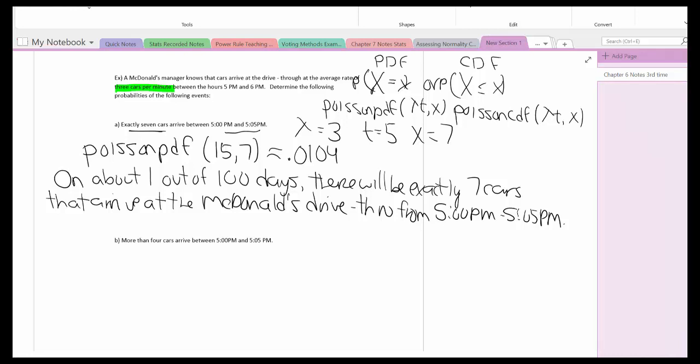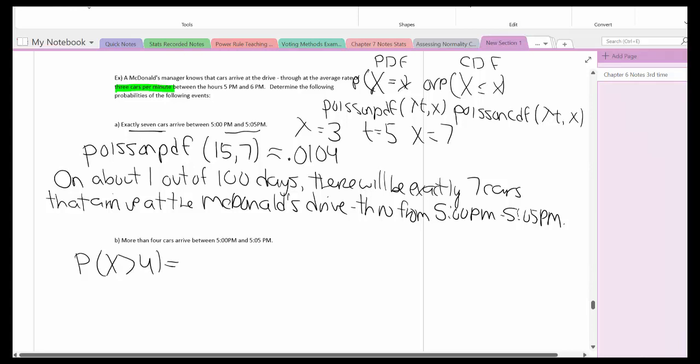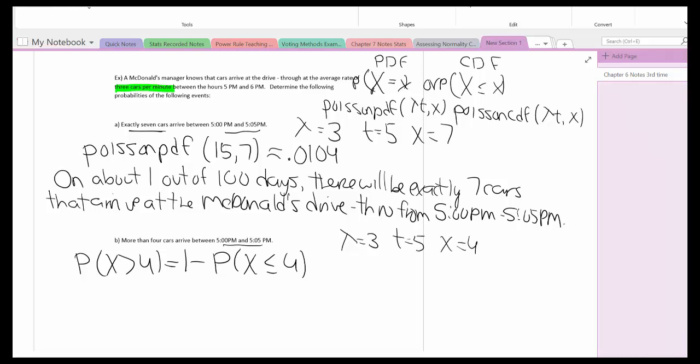Okay, let's take a look at the next example. So more than 4 cars. So that's the probability of x is greater than 4. Which again, we need to rewrite because it's not x is less than or equal to. So we'll write out its complement, 1 minus the probability x is less than or equal to 4. So again, lambda is 3. In this case, again, t is equal to 5. And the x in this case is going to be 4 because it's less than or equal to.